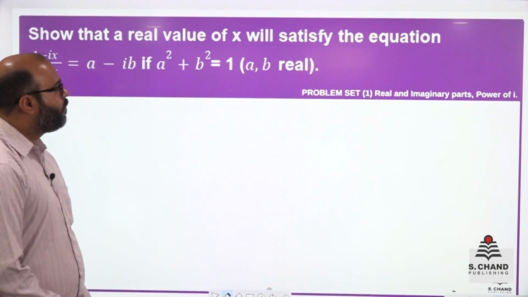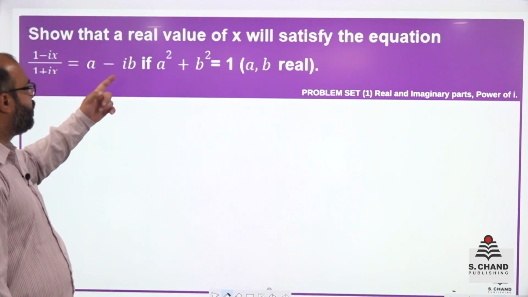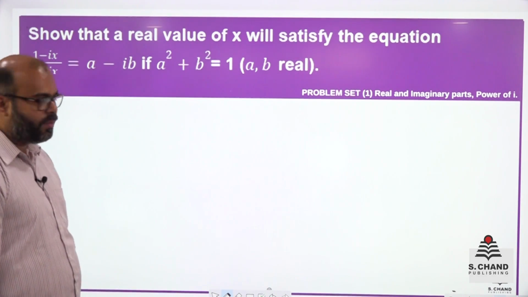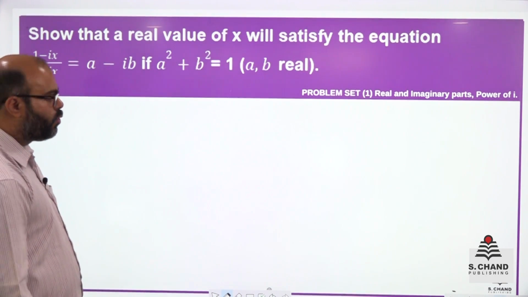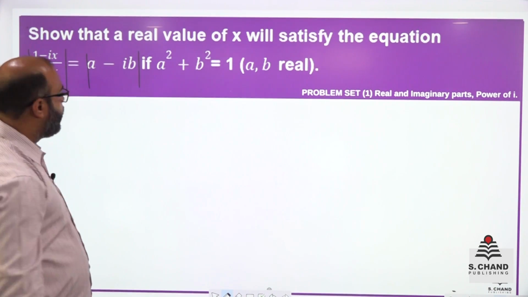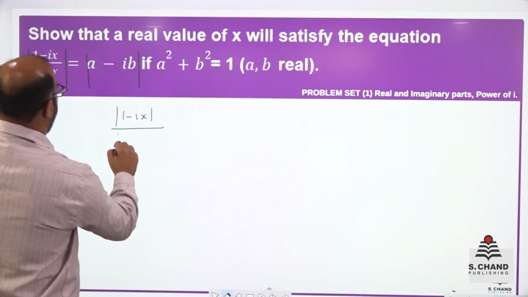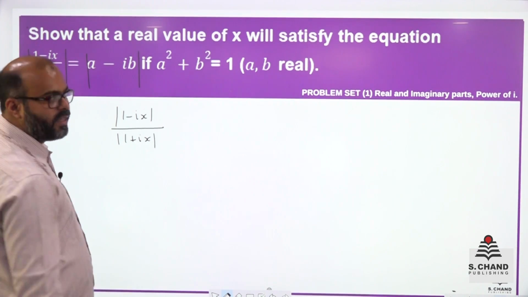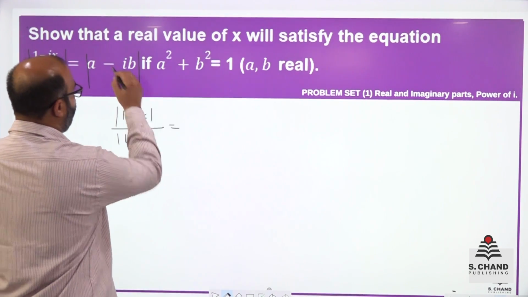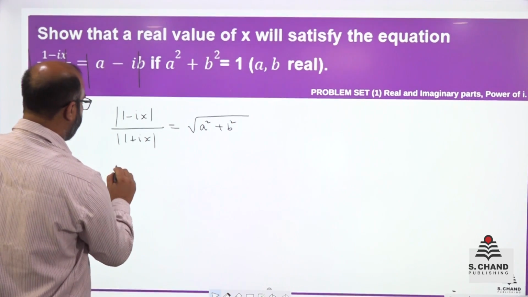Show that a real value of x will satisfy the equation 1 minus iota x upon 1 plus iota x is equal to a minus iota b if a square plus b square is equal to 1, where a, b are real. So in order to do this question, we will take mod both the sides. When you take mod both the sides, by the property of mod which I told, this will become mod of 1 minus iota x upon mod of 1 plus iota x, that is mod of z1 by z2 is equal to mod z1 by mod z2, which is equal to mod of a minus iota b, which is root over a square plus b square.